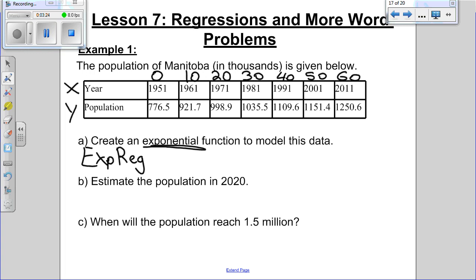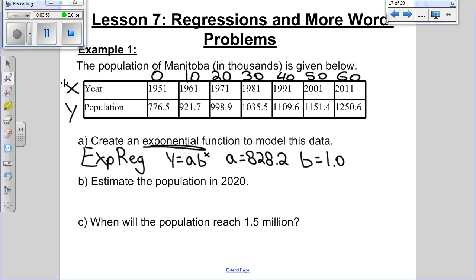It's going to bring me to that menu where it's like, X list, Y list, store, and so on. I'm just going to hit calculate. What it does is it brings up a screen that says y equals a times b to the x. And it tells you what a equals, which is 828.2, and what b equals, which is 1.007, rounded to the hundredth for both.